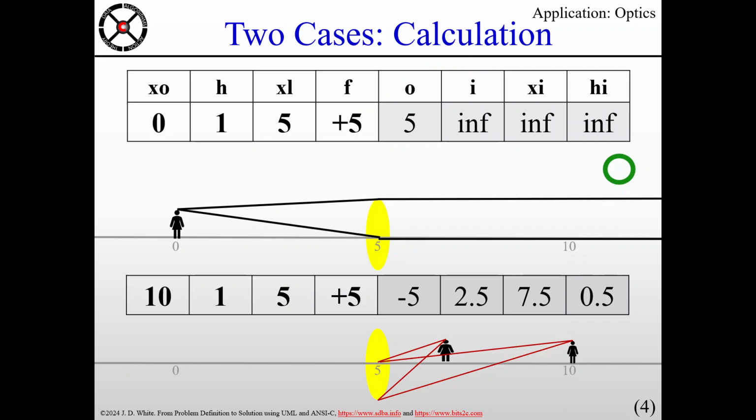Right? Okay, they can't both be right. Both of the people are 5 away from the lens. One is on the left-hand side, one is on the right-hand side. So both cannot be true. One of these cases is wrong. So the program is doing the calculation wrong in one case.